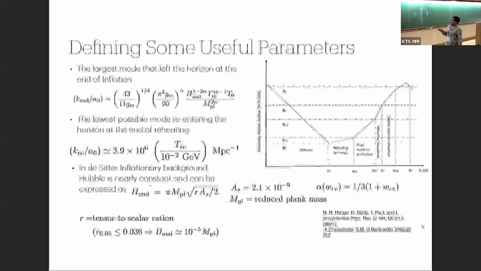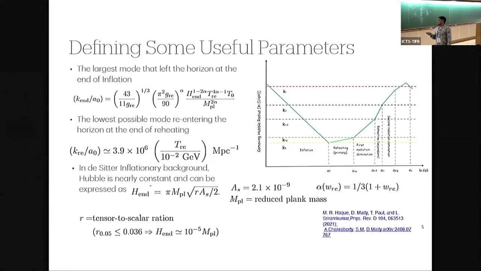Throughout my results, based on that, we consider the tensor to scalar ratio to be 0.036. That gives the maximum allowed energy scale of inflation, which is of order 10^-5 M_Pl.